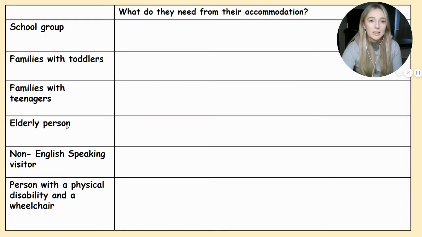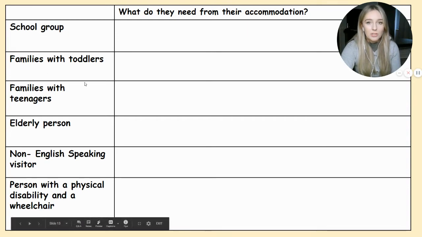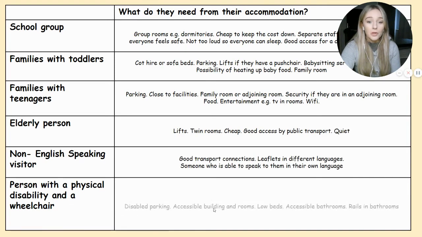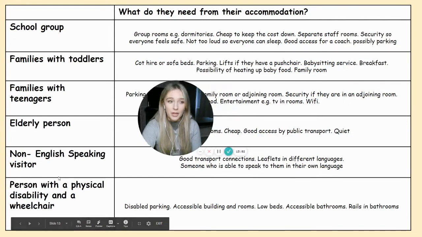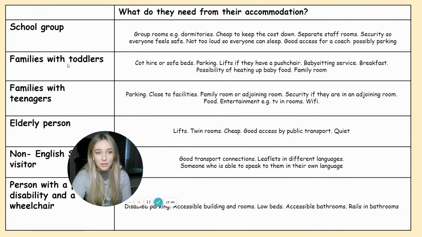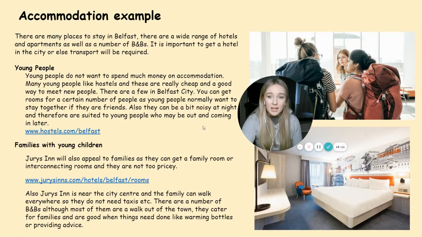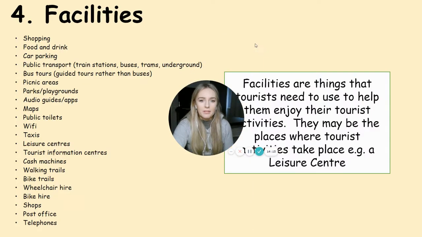This table is the sort of thing we would have done if we were in class. This is to get you to think about the different types of customers and what they need from their accommodation. So if you're choosing any of these, you can have a little glance and see what I've typed in here for you. If you're talking about families with young children, you could say their accommodation needs to have a cot, needs to have babysitting services, things like that. And you can research that in terms of real accommodation within Belfast, within Portrush, within Fermanagh. So there's my example.